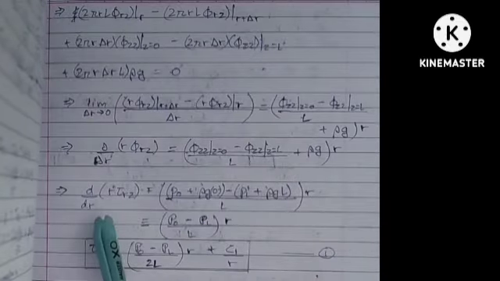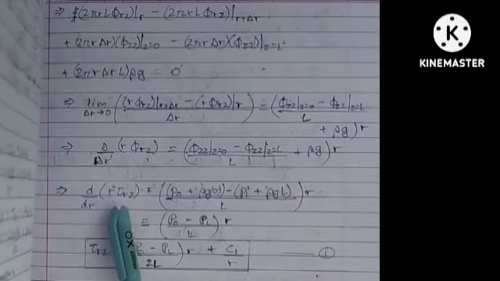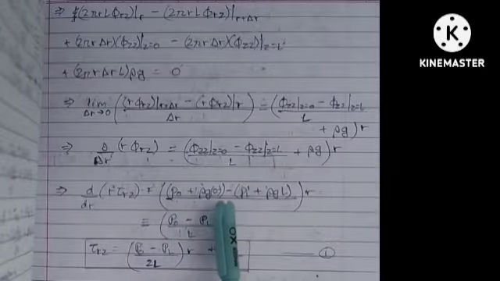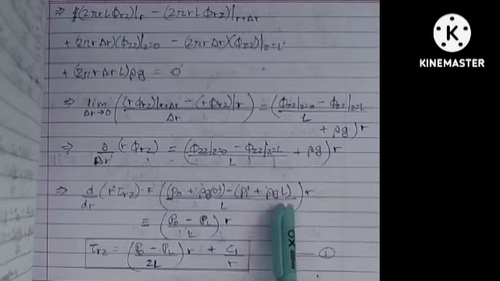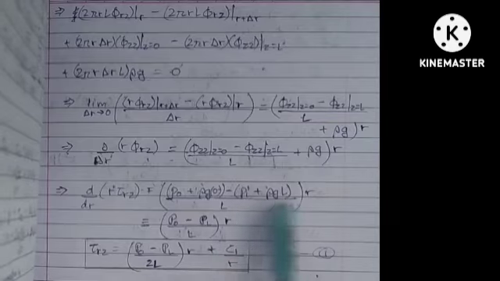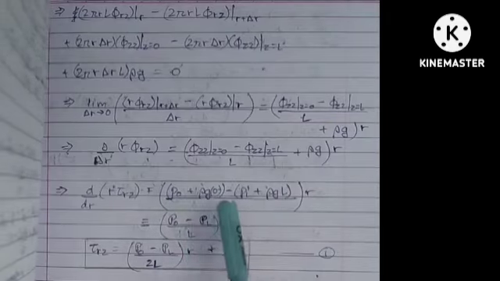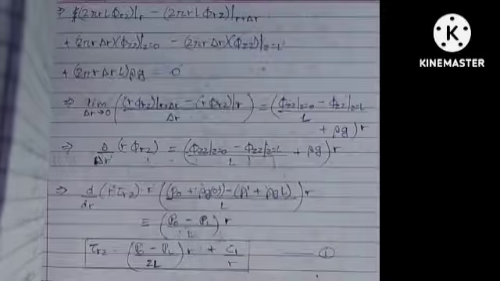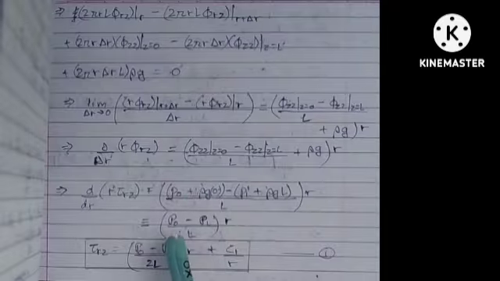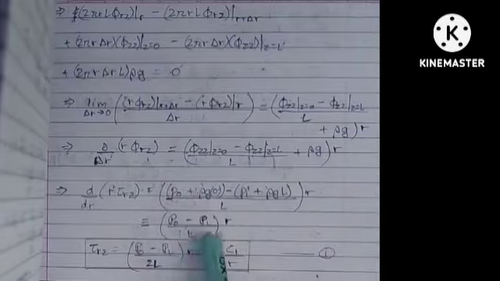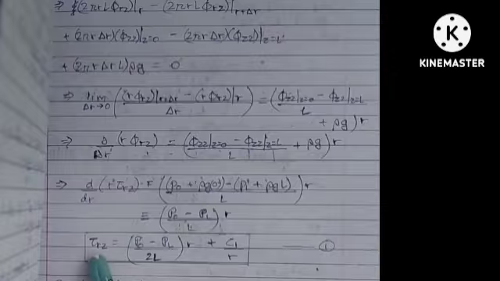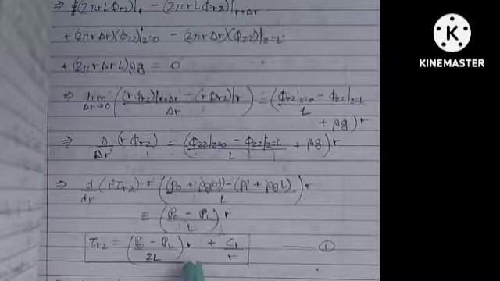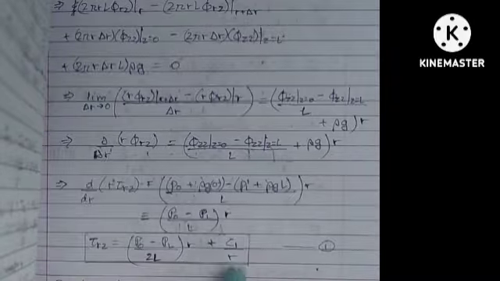which implies d/dr of r τrz is equal to ((p0 minus ρg·0) minus (pL plus ρgL)) upon L into r. Here p0 and ρgh are the pressures. We can write this in combined form as (p0 minus pL) upon L into r. τrz is equal to (p0 minus pL) upon 2L into r plus C1 upon r after integrating this equation.